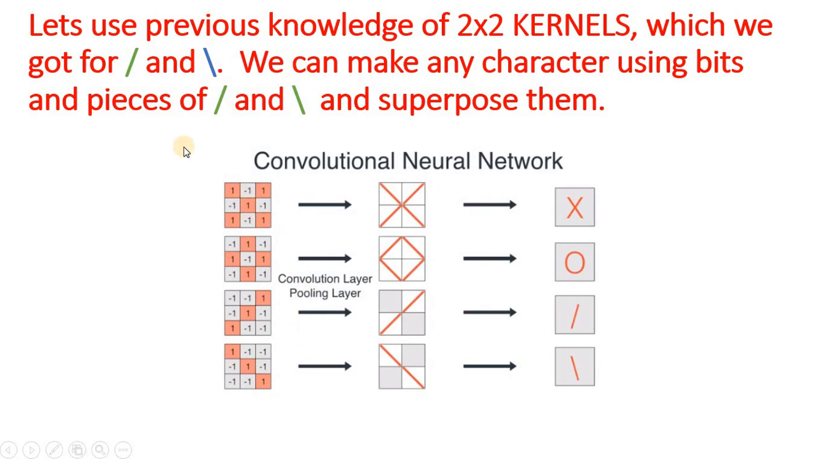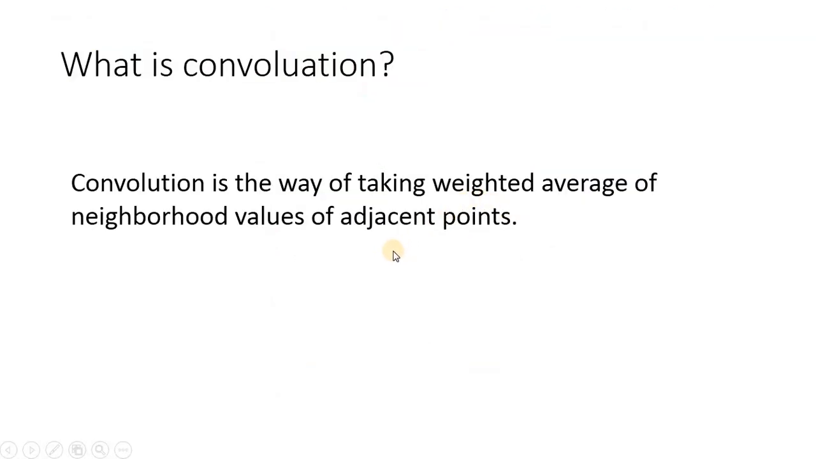So let us make use of the previous knowledge of 2 by 2 kernels which we have got for backslash and forward slash. We can make any character using bits and pieces of backward slash and forward slash and superpose them to get any one of the 4 types of characters, as you can see. Now the first process is called convolution. The convolution is the way of taking a weighted average of neighborhood values of adjacent points.